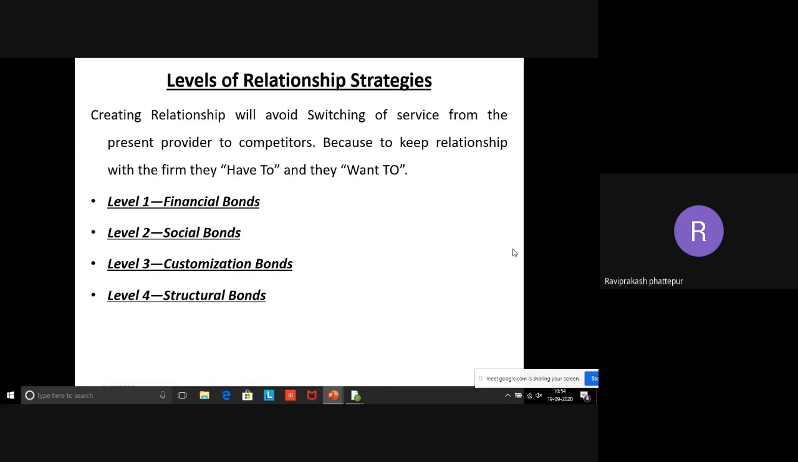So levels of relationship strategies. Okay, we'll look into this in the next class.